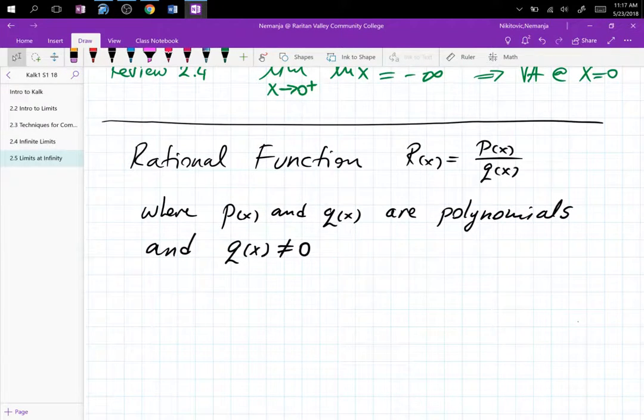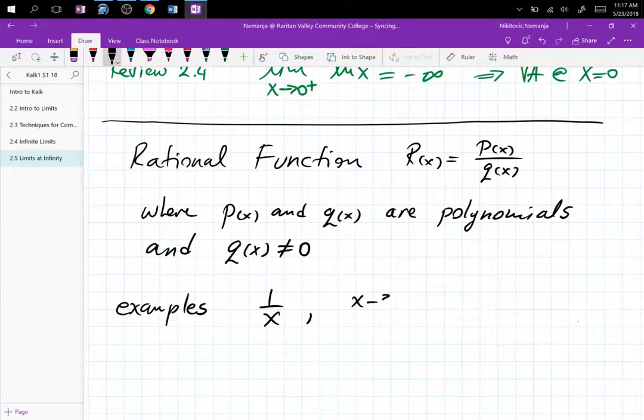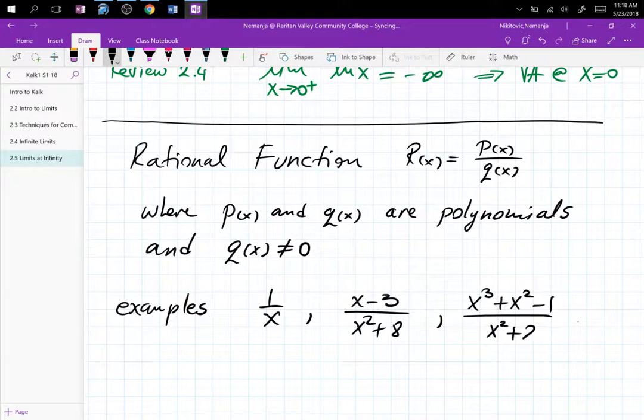Examples of the rational function. 1 over x as the cheapest one, right? Well, you can have x minus 3 divided by x squared plus 8, or x cubed plus x squared minus 1 divided by x squared plus 2.